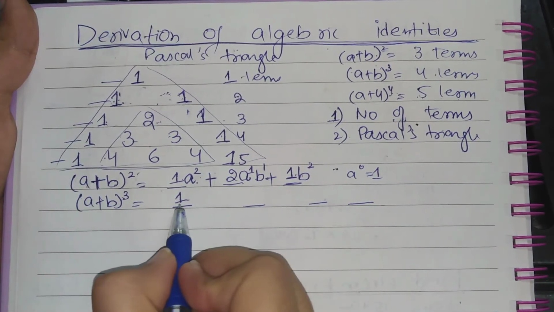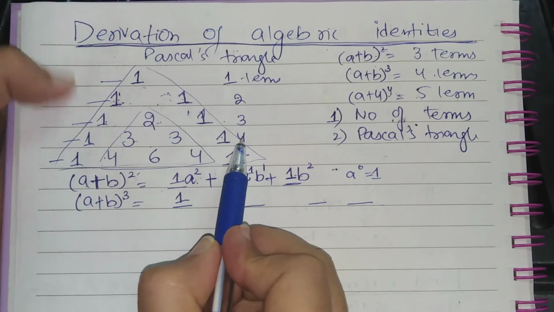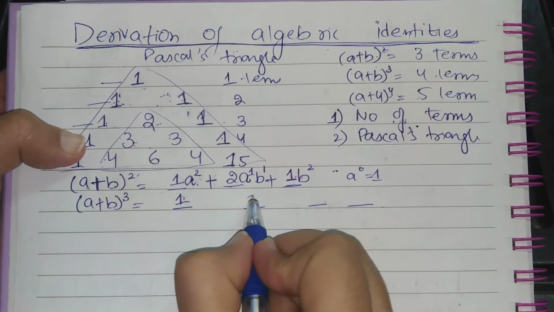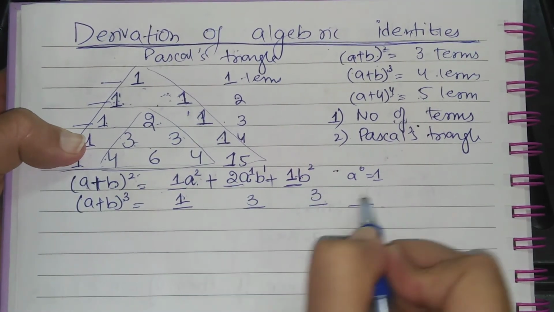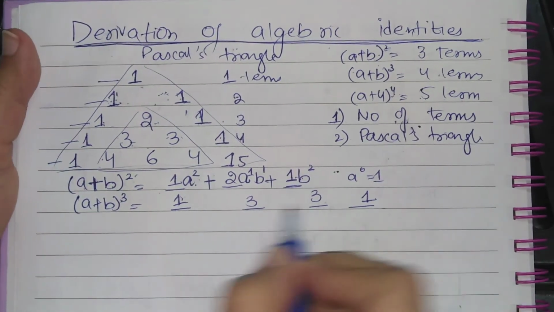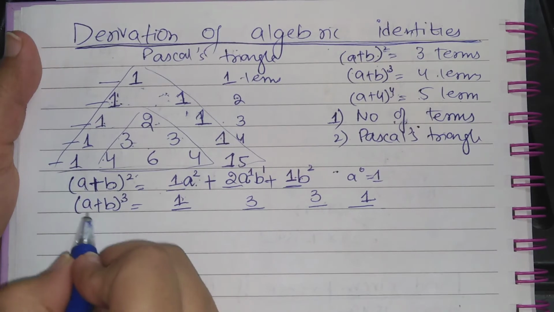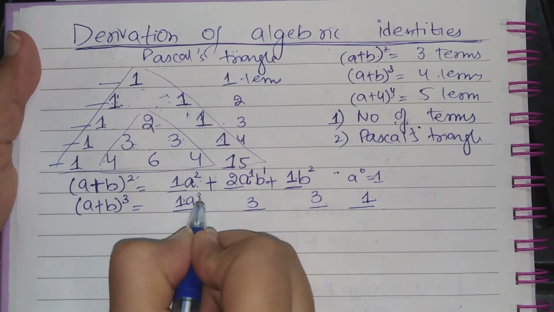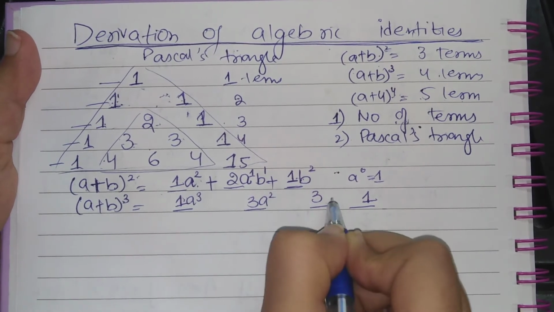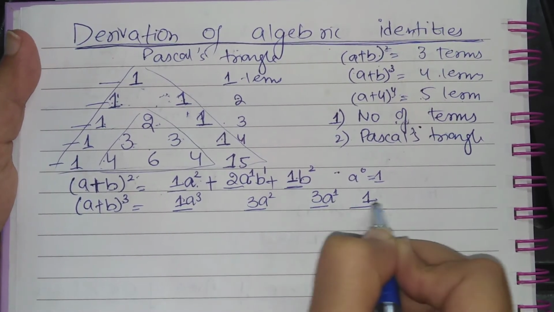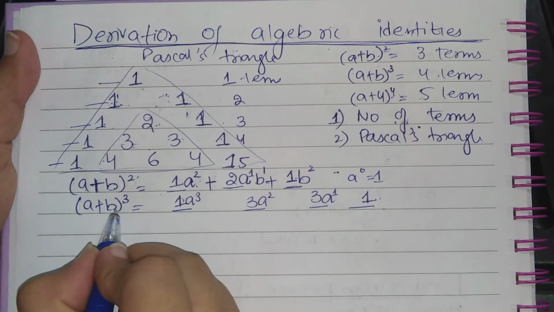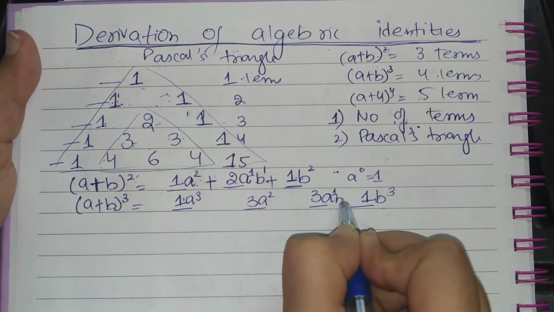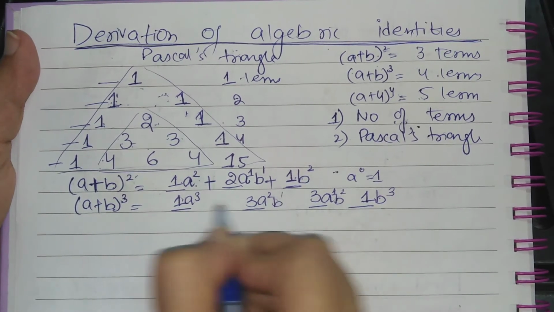So write down the coefficients from the 4th row. First is 1, second is 3, third is again 3, and next one is 1. So how to write a and b? A's highest power is 3, so write down here a cube. Keep decreasing the power. A power 0 is 1. So the next term is b. B's highest power is cube, so from the right side start decreasing: b square, b1 and b0.